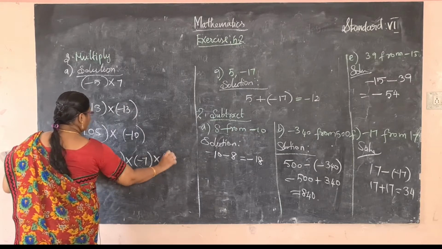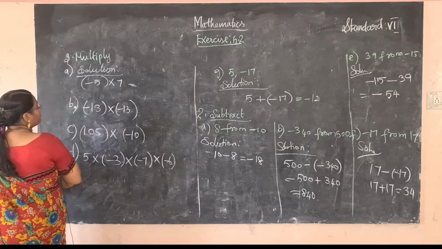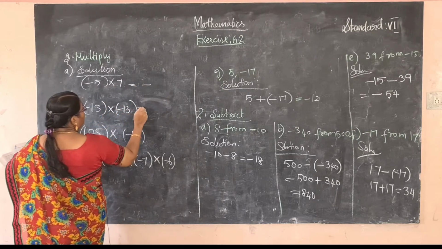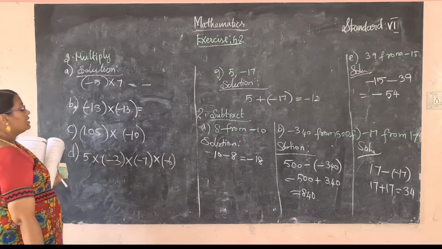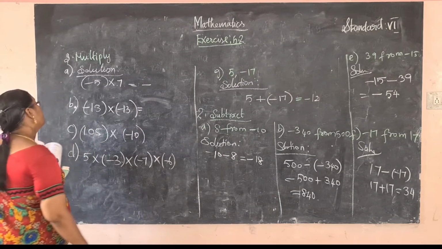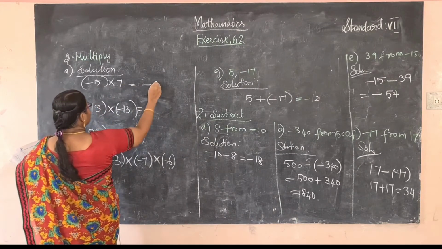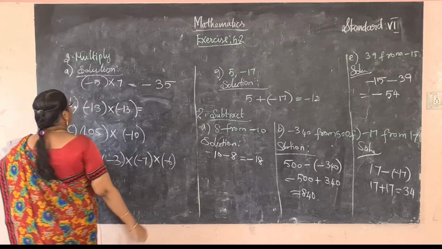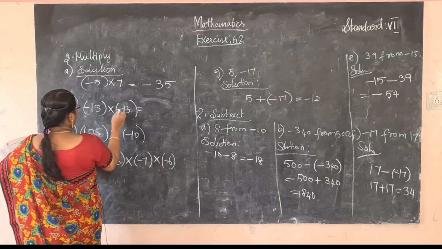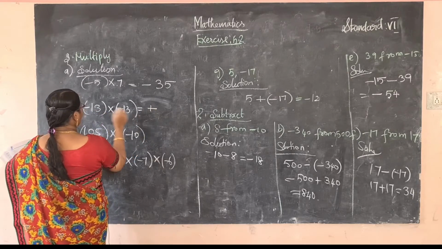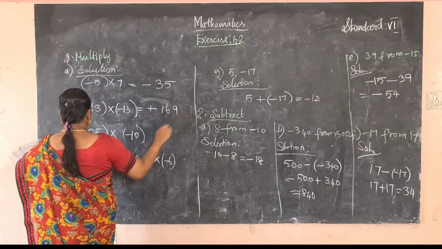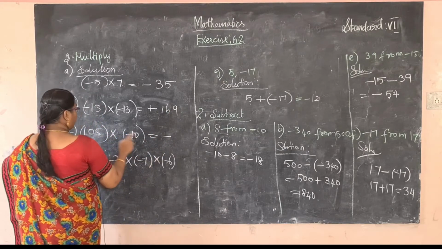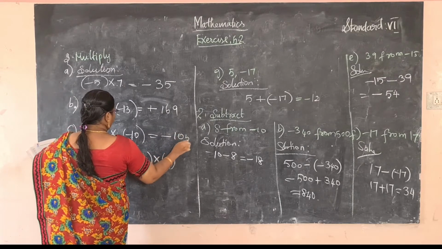Now, here plus minus into plus minus, is it? Minus into plus minus, plus into minus minus. So 5 7s are 35. Here minus into minus plus, 13 13s are 169. Here plus into minus minus. So multiply by 10, we get 1050.